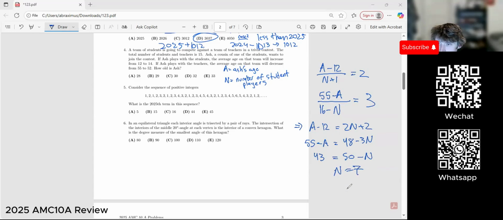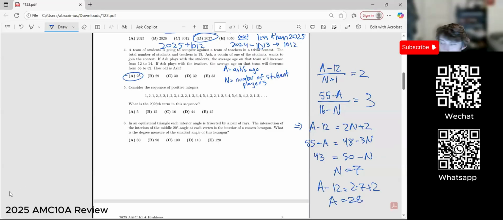All right, so then if n is equal to 7, then A minus 12 is equal to 2 times 7 plus 2, or A is equal to 28. So that would be A. I made a couple of arithmetic mistakes there, so I understand if it was confusing. If you have any questions, please feel free to ask them now. All right, it doesn't look like I'm going to get any, so I'm going to move on.